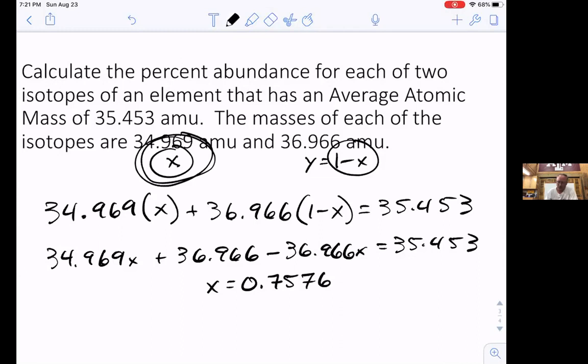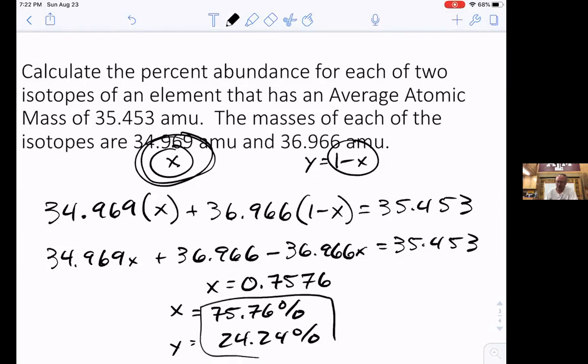What you end up getting is that your first isotope, the X, was 75.76% of the total, and your Y isotope was 24.24%. And so this is how you calculate what each of the isotopes are. Your lab will be set up very similarly.